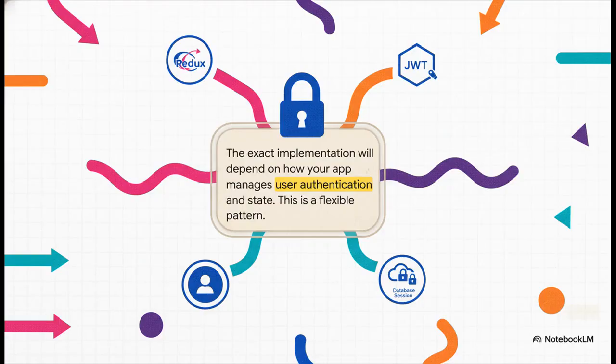And that's really the key takeaway here. Just understand this conditional rendering logic. Once you get that, you're just wrapping a route in a component that checks a condition. You can easily adapt this pattern to fit whatever authentication system your app is using.